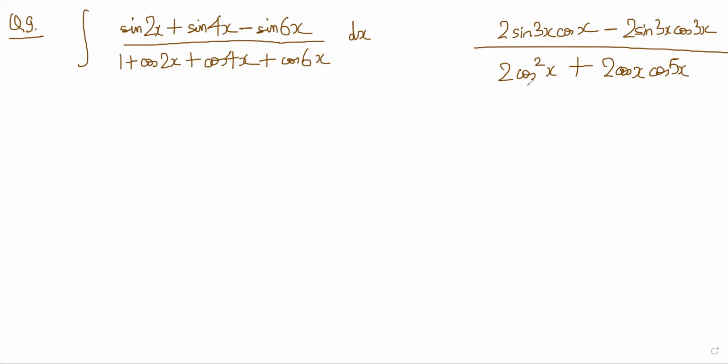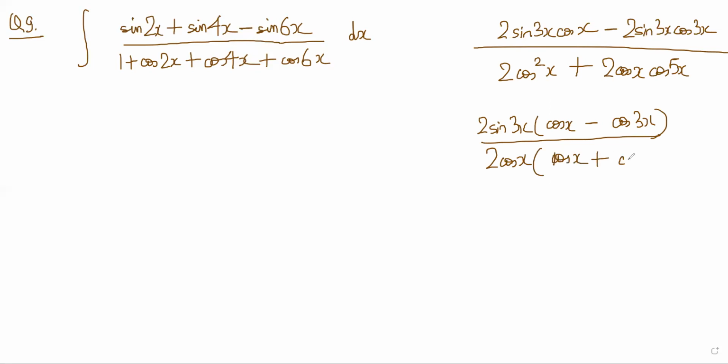So taking stuff common here, on top you can take 2 sine 3x common, and it will become cos x minus cos 3x. And in the denominator, you can take 2 cos x common, and it will become cos x plus cos 5x, right? So both the top and the bottom, you can simplify again by using the identities. The top part, cos c minus cos d, becomes 2 sine c sine d, right?